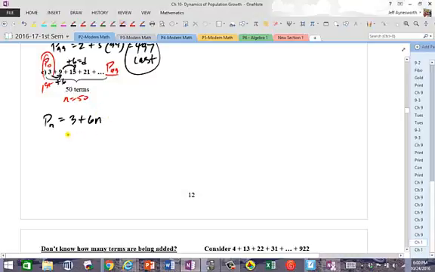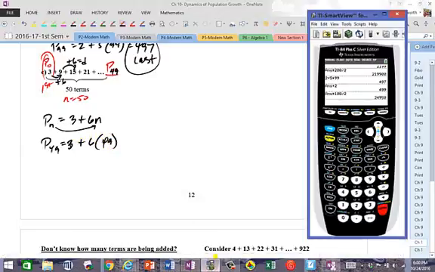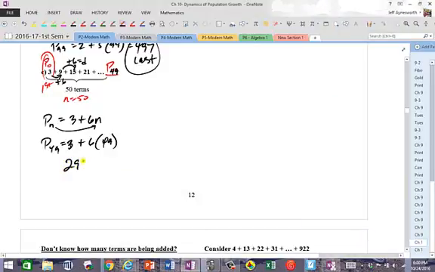And then you got to find p sub 49, excuse me, 49. So p sub 49, got to substitute that baby in there, equals 3 plus 6 times 49. So what is that? Let's try it out. 3 plus 6 times 49 is 297. So 297 is your p sub 49, which represents your 50th term. This is the 50th term in the arithmetic sequence.